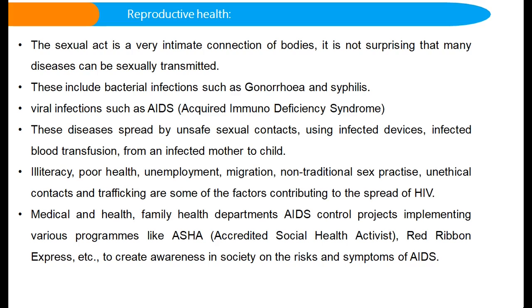This includes bacterial infections like gonorrhea and syphilis, and viral infections like AIDS, acquired immunodeficiency syndrome, which is caused by HIV, that is human immunodeficiency virus. And generally, AIDS can be spread by unsafe sexual contacts, using infected devices, infected blood transfusion, and from an infected mother to child. These are the 4 ways by which AIDS can spread from person to person.